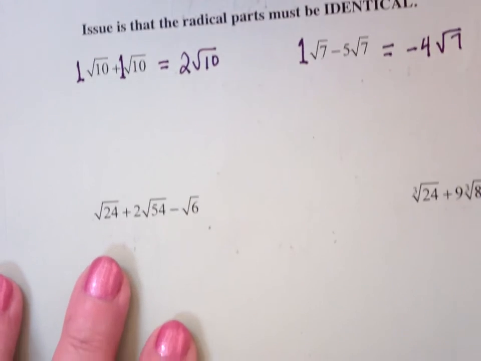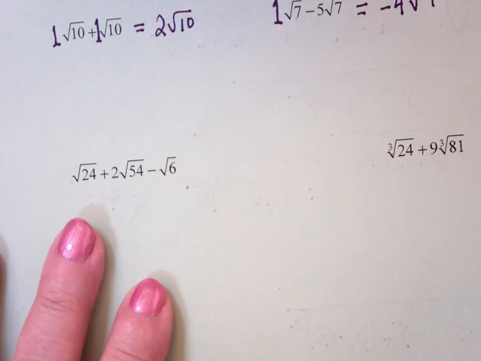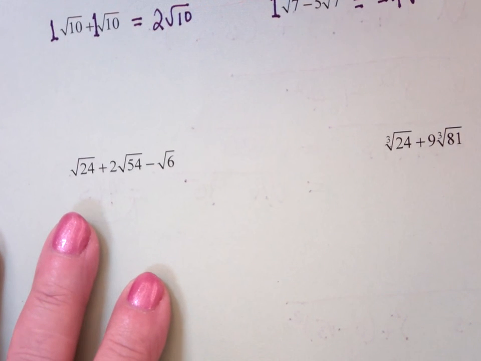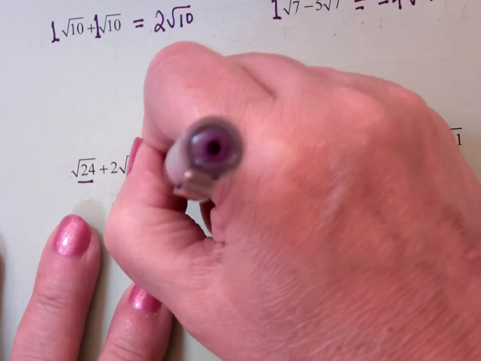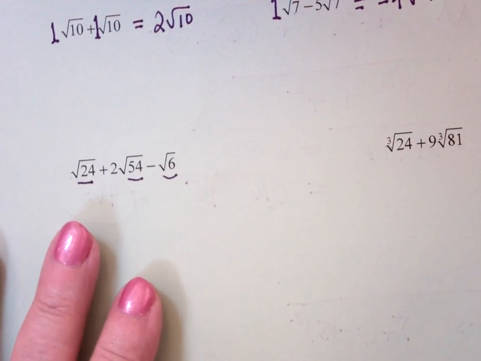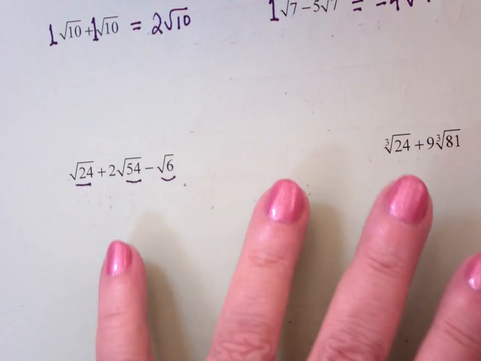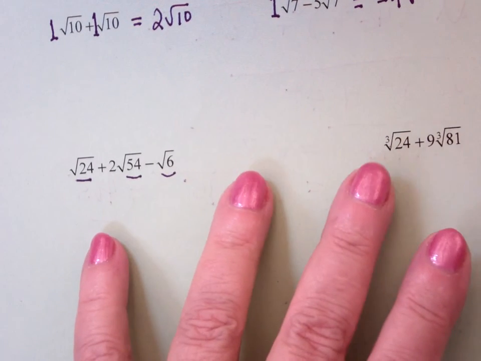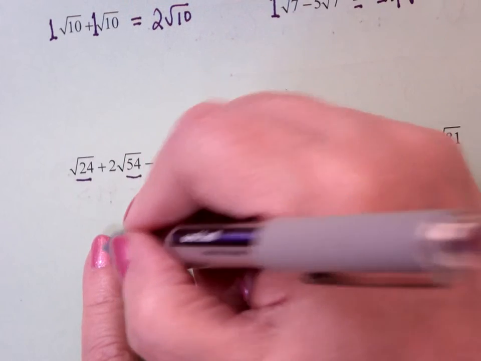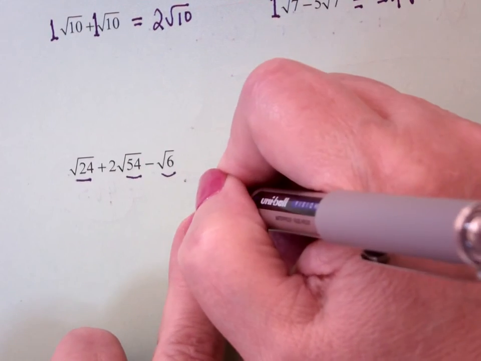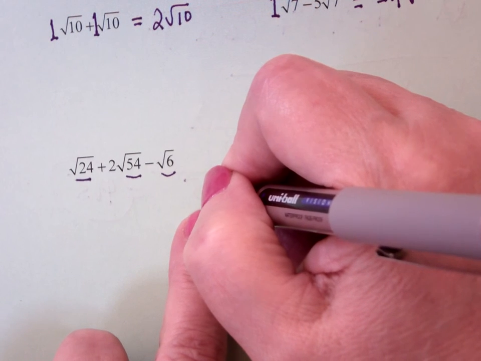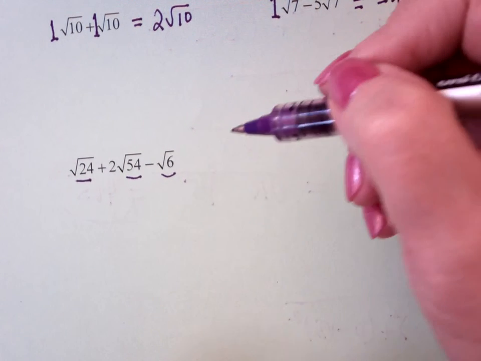Now here I have a problem. And you're going to say, well, why do I have a problem? Well, if I take a look at the radicals, are they the same? No. Now, what I want you to think about, these are square roots. That means that what I'm going to have to do is break each term down and simplify each radical. Now, here's the key.